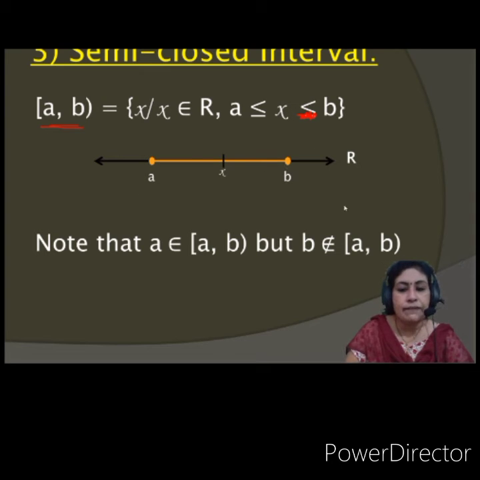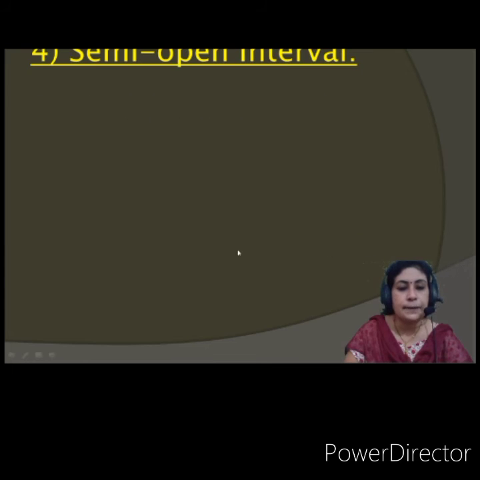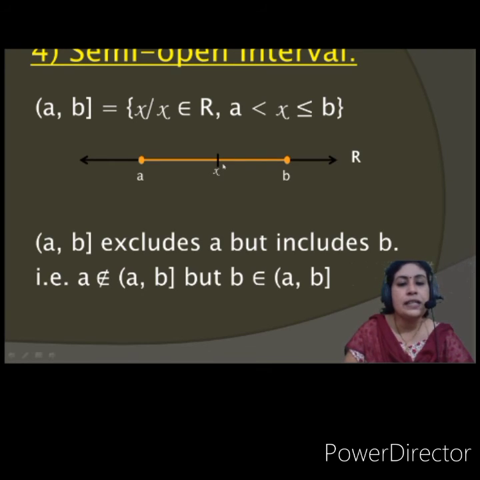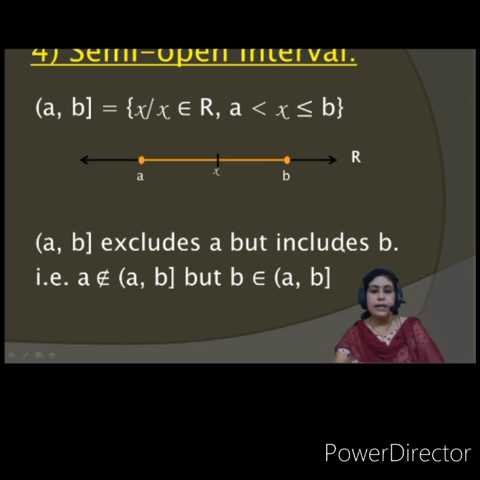With the help of the diagram we can see this. I hope this is clear. A belongs to this set but B doesn't belong to this set. Now let us see the semi-open interval. Semi-open interval means A is not included but B is included. It is the set of all X such that X belongs to the real numbers where X is greater than A and less than or equal to B. Means B is included, A is not included. A does not belong but B belongs. This is called the semi-open interval.